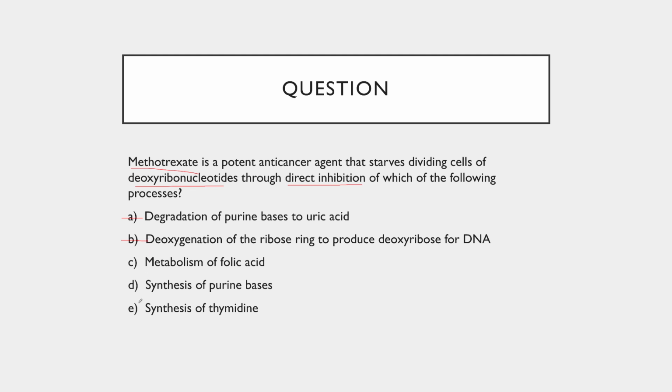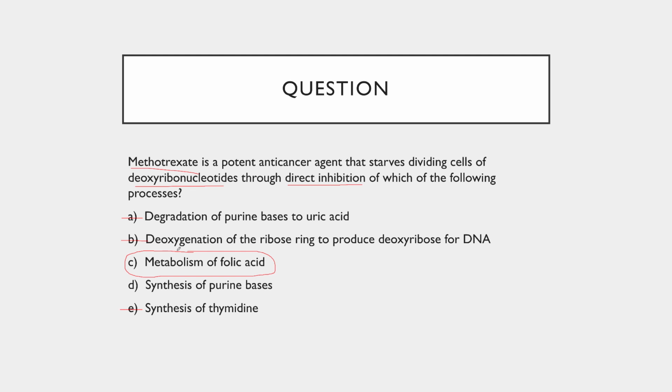So ultimately, the addition of methotrexate reduces the synthesis of thymidine. So that's our end product, but not necessarily our direct inhibition. Our direct inhibition here by methotrexate is by inhibiting the dihydrofolate reductase, which is part of the folate cycle. So our direct inhibition here is of metabolism of folic acid.